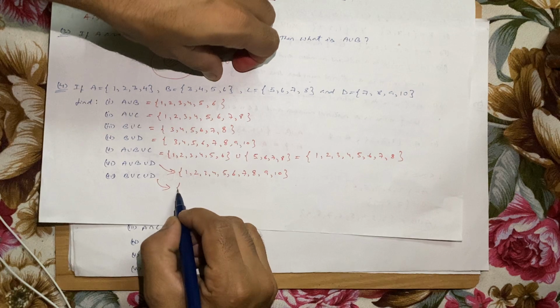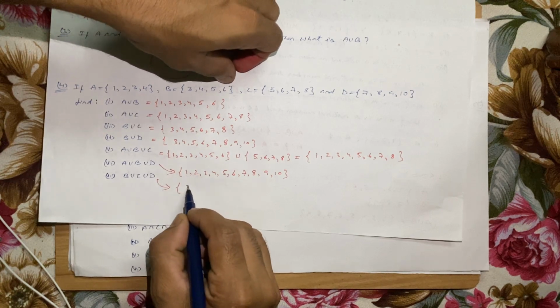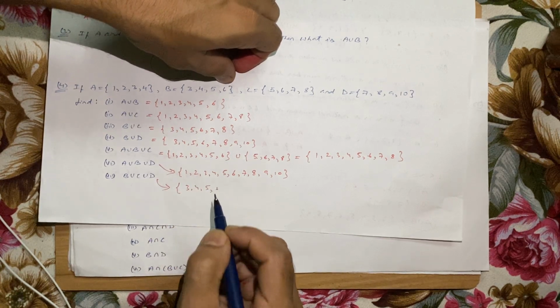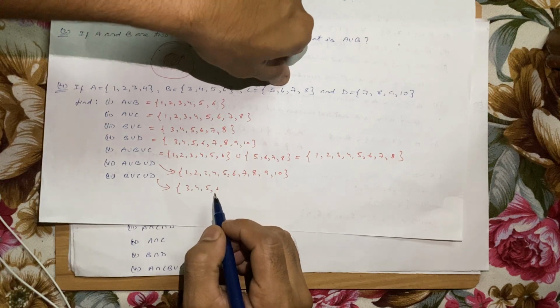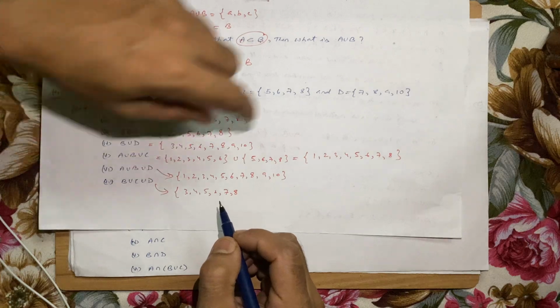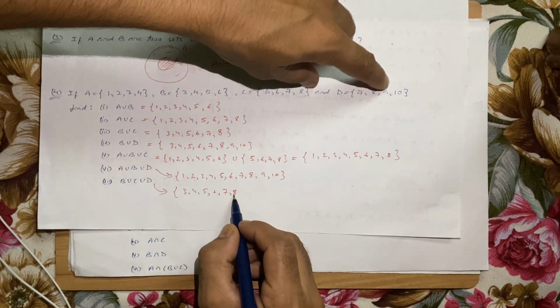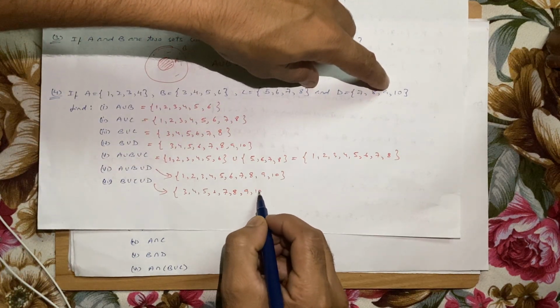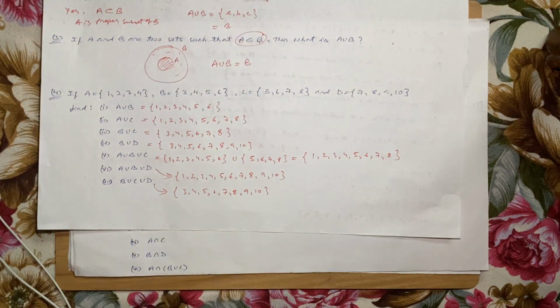Okay, so B, C, let's combine that first. 3, 4, 5, 6. And C, 5, 6, I have it. 7 and 8, I'll write. Okay, and then I'll combine D, 7, 8, 9, 10. So I have a 7, I have an 8. I just need to include 9 and 10. So this is B union C union D.